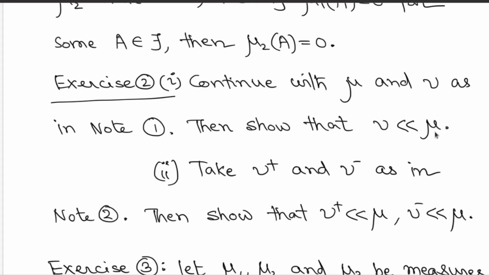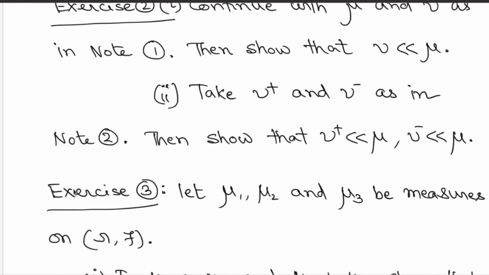Check this. Now again, in note 2, what did we do? We took a general measurable function that is mu integrable. In this case, we split it into positive and negative parts and correspondingly defined the set functions nu plus and nu minus, right?